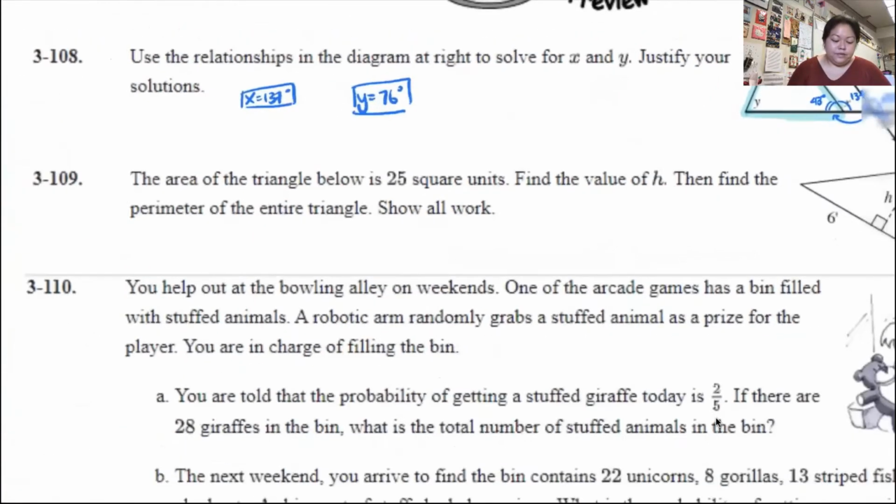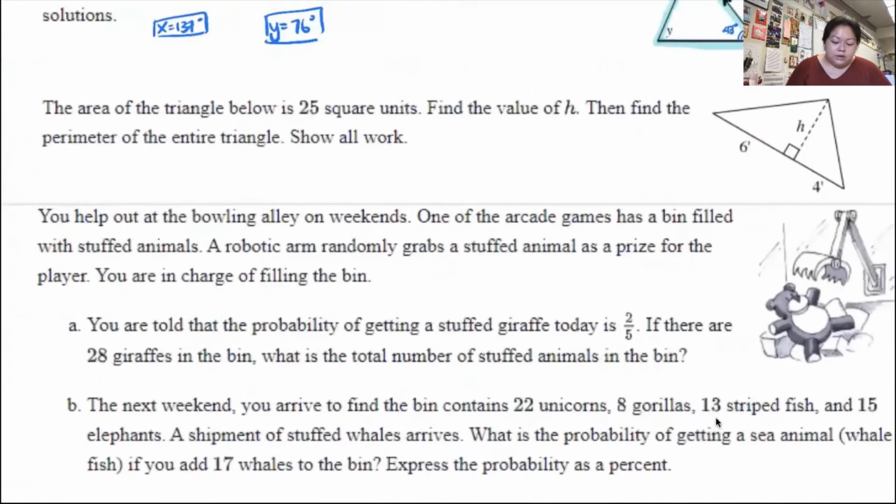All right, moving on. The area of the triangle below, or next to it, is 25 square units. Find the value of h, then find the perimeter of the entire triangle. Show all your work. Okay, so first of all, in order to find area of a triangle, you need base times height. Here I have my base and I have my height. Okay, so I know that area equals base times height. I know that area is 25. Oh, sorry, 1/2 base times height. Apologies. I forgot my 1/2. Okay, so area equals 1/2 base times height.